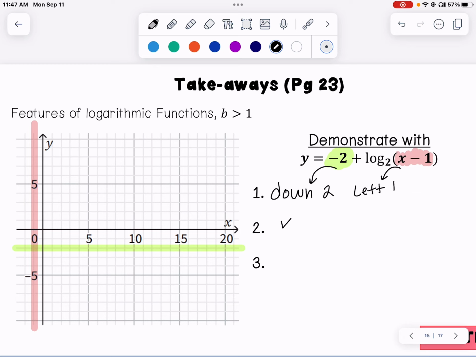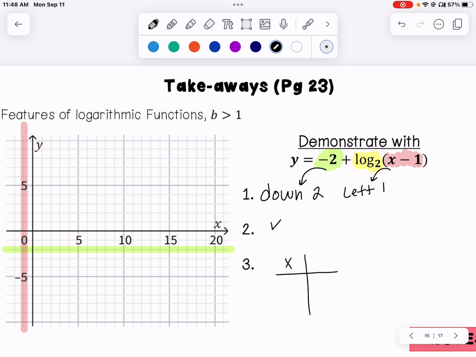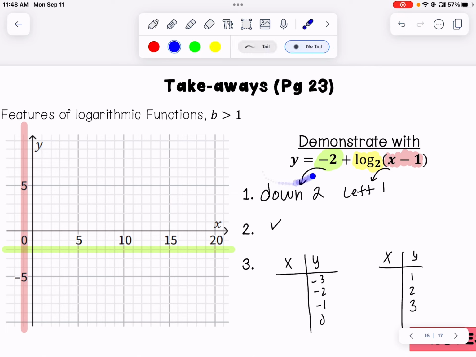And now I need to think about what my original function is. Well, my original function is log base 2 of x. So I'm going to create an xy table for my parent function. Now for logarithms, it's easier to start with my y values, and I like to do -3 to +3. Because this is a logarithm, the y really represents that exponent, and the base is found here.